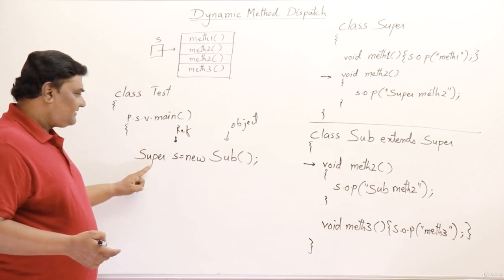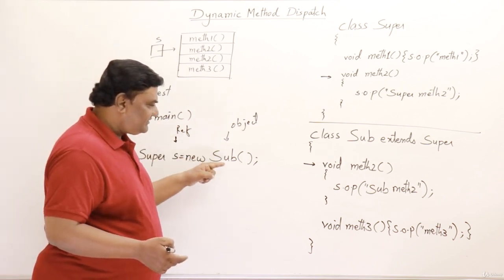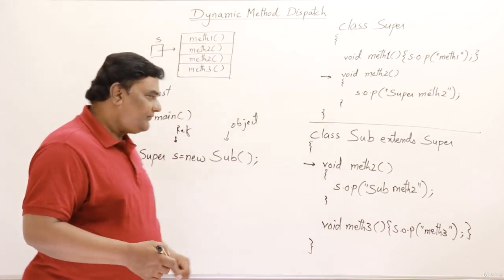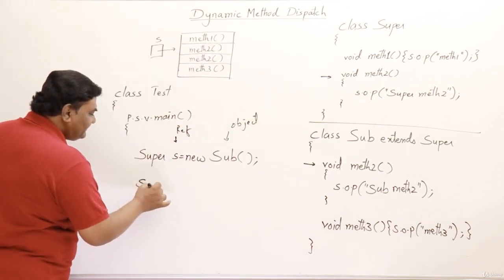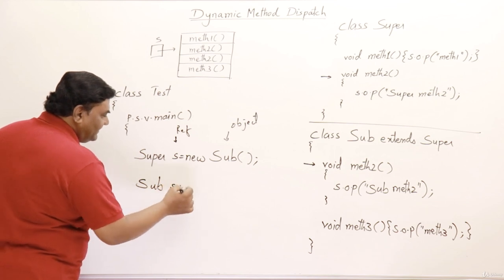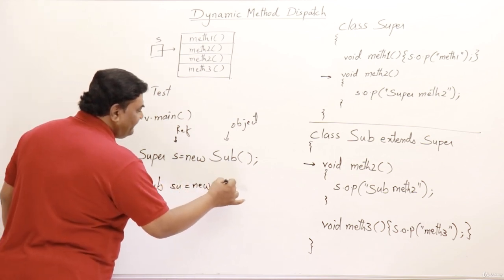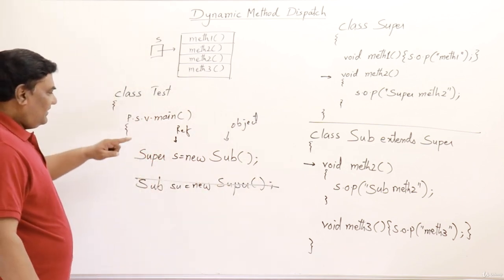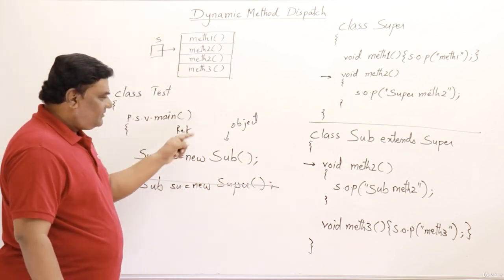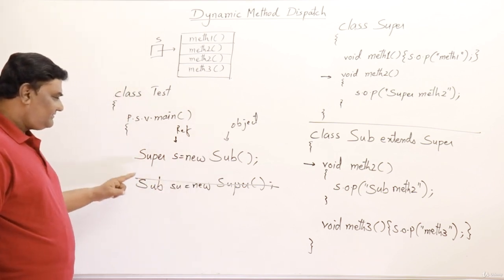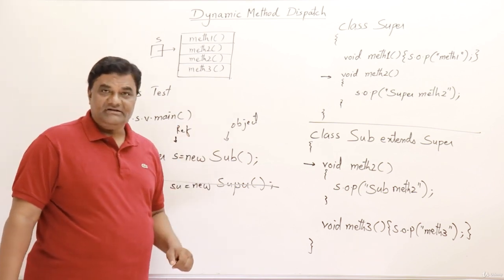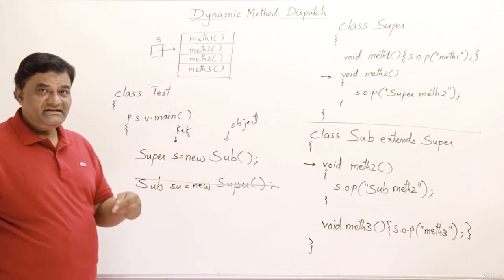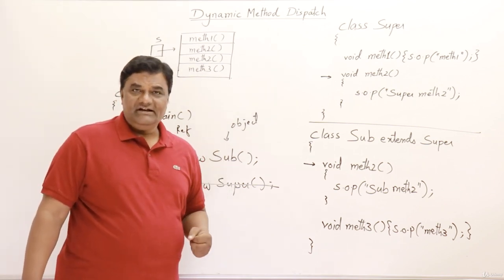You can have a superclass reference and have an object of the subclass. This is allowed. The other way it is not allowed. The other way means you cannot have a subclass reference and have an object of the superclass. This is not allowed. A superclass reference can have an object of the subclass, but a subclass reference cannot have an object of the superclass. Why this is allowed and why that is not allowed is a different discussion. I'll explain that later.